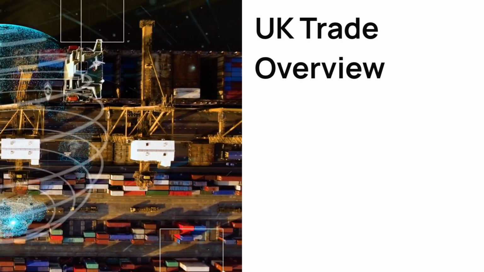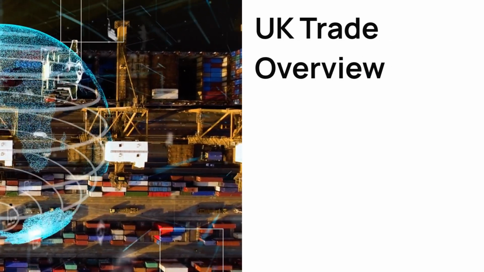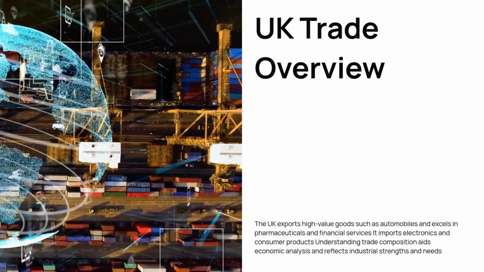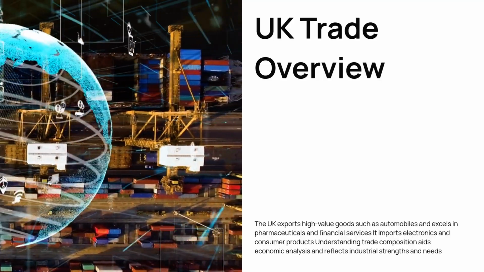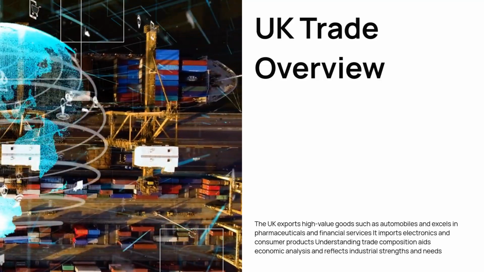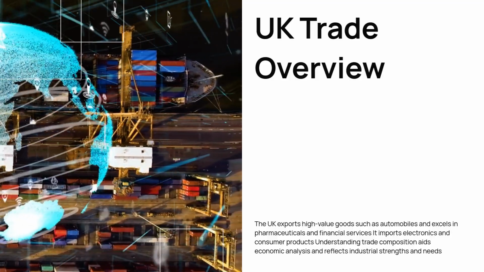The UK exports high-value goods like automobiles. It imports electronics and consumer products. Understanding trade composition aids economic analysis. The UK excels in pharmaceuticals and financial services. Trade composition reflects industrial strengths and needs.